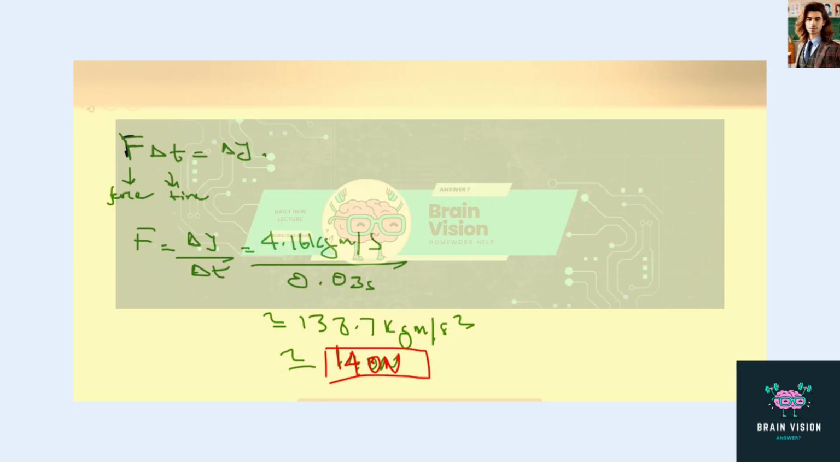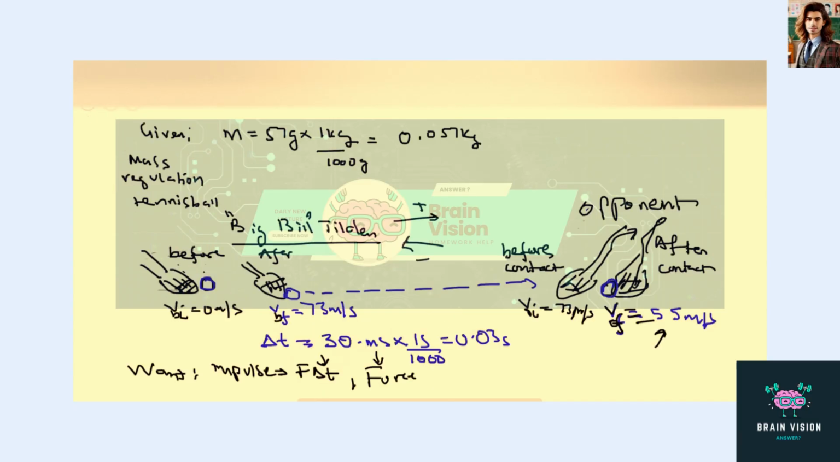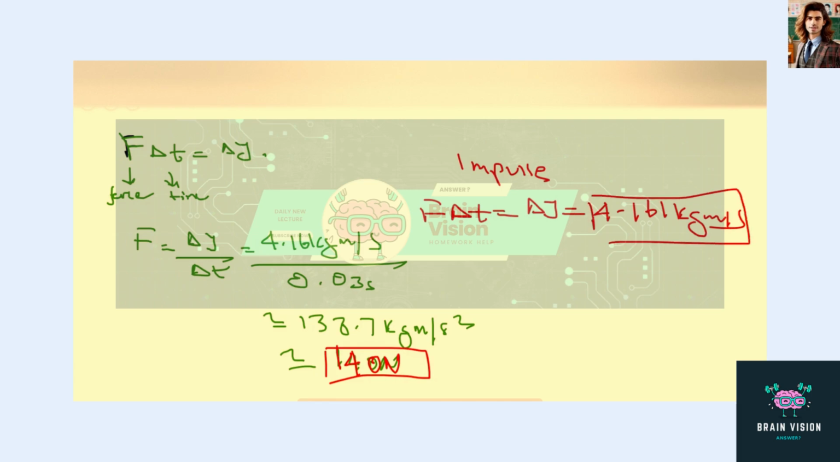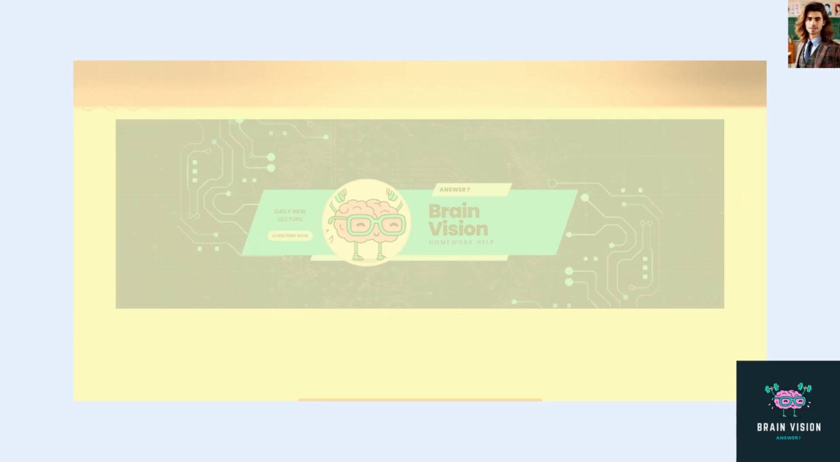And then the other thing they were asking for was the impulse and the force. Remember, the impulse happens to be force times change in time, which is the change in momentum, and that gives us 4.16 kilogram meters per second. So that's for Big Bill Tilden. In the next part, we're dealing with the opponent.